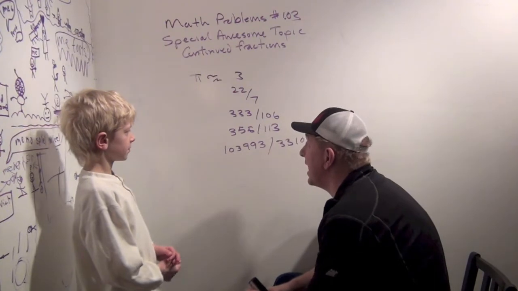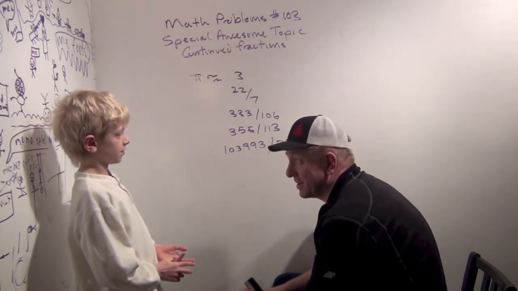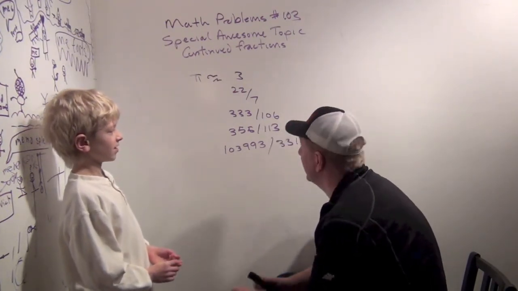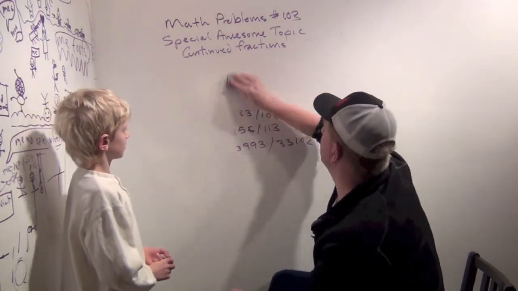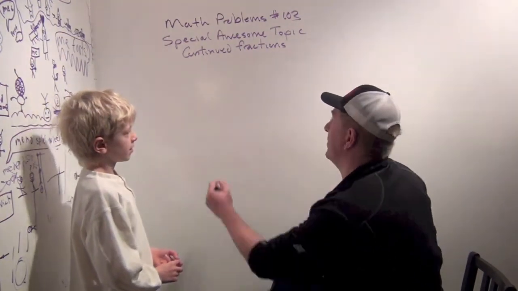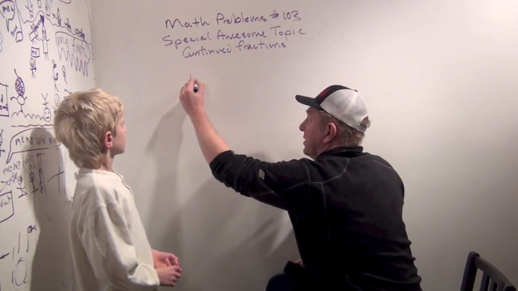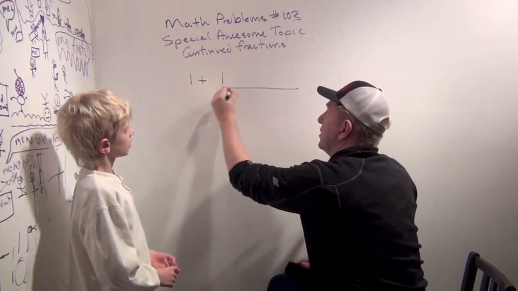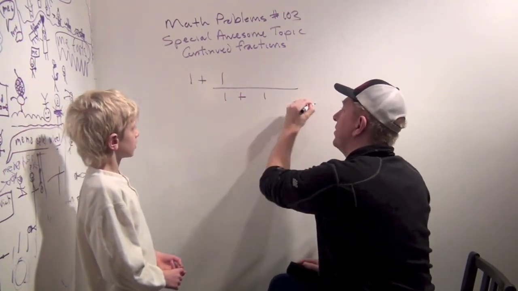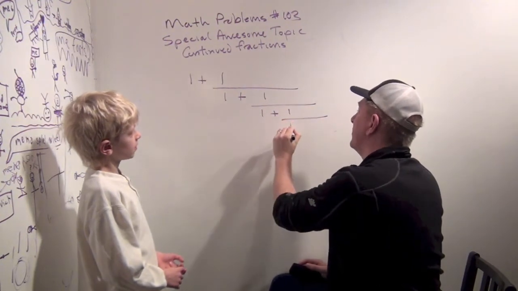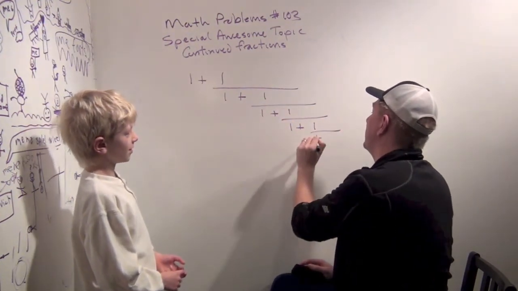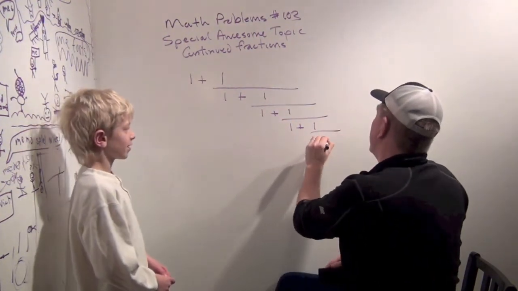Okay, but now we're going to do the simplest continued fraction of all. Are you ready? Okay, so here we go. So what is a continued fraction? It's just a fraction that looks like a longer extended fraction. 1 plus 1 over 1 plus 1 over 1 plus 1 over 1 plus 1 over 1. It goes on for infinity. 1 plus 1, da da da.